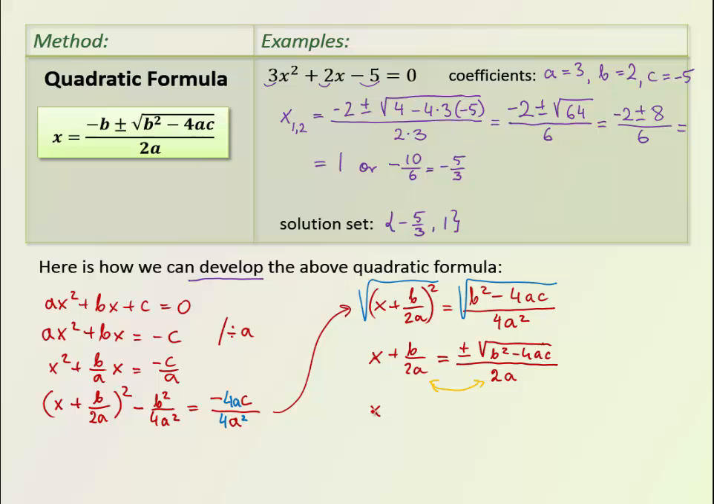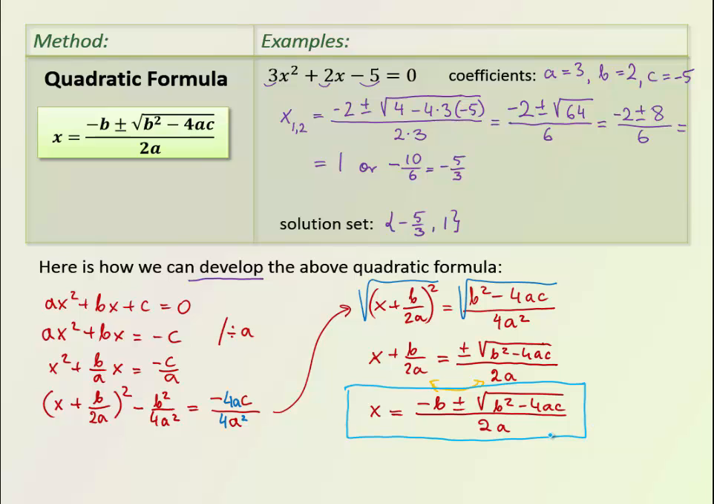So we may end up with the final answer, x equals, bring the b over 2a to the other side, under the same denominator, that becomes negative b plus minus square root of b squared minus 4ac over 2a. So we really have the quadratic formula here. That means it doesn't come from heaven, it comes directly from the completing the square procedure.